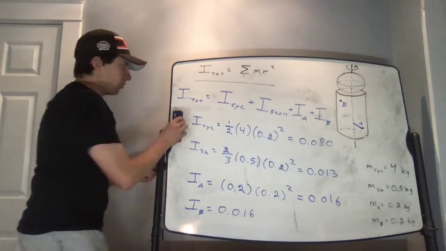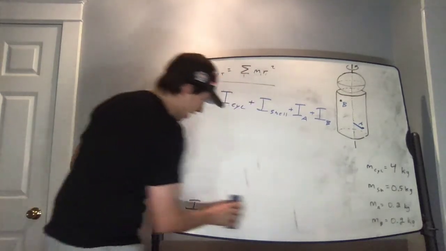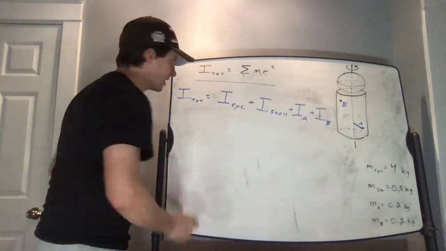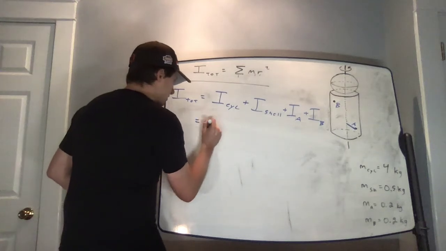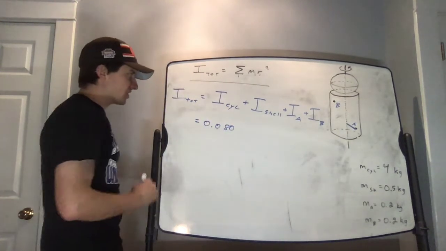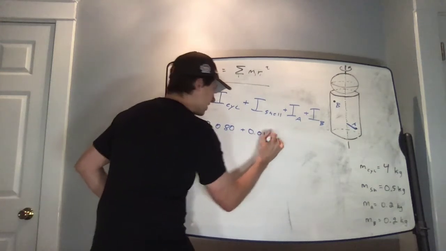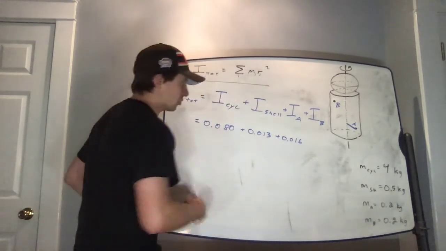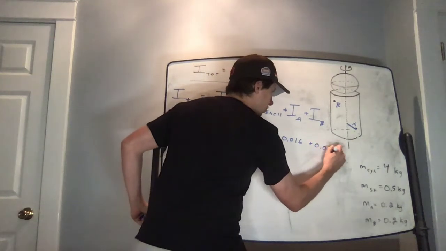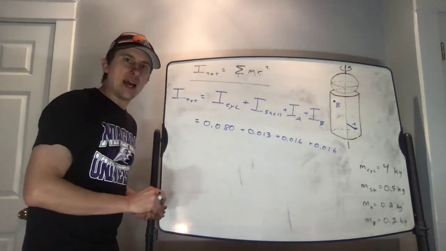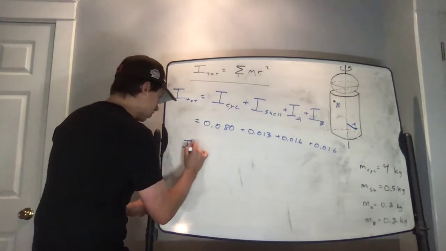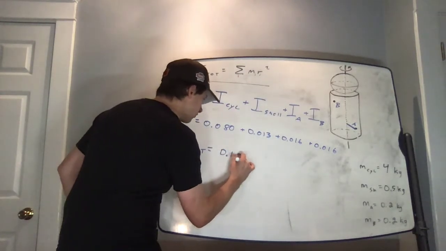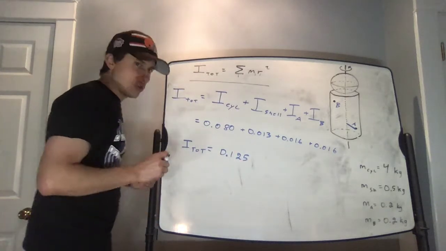So the total moment of inertia for this contraption of a cylinder and a thin shell and 2 point particles glued to the outside edge is going to be 0.080, the moment of inertia of the cylinder, plus 0.013, the moment of inertia of the thin spherical shell, plus 0.016, the moment of inertia of point particle A, plus 0.016, the moment of inertia of point particle B. I add these four contributions together and I get the total moment of inertia for this complicated thing is 0.125.